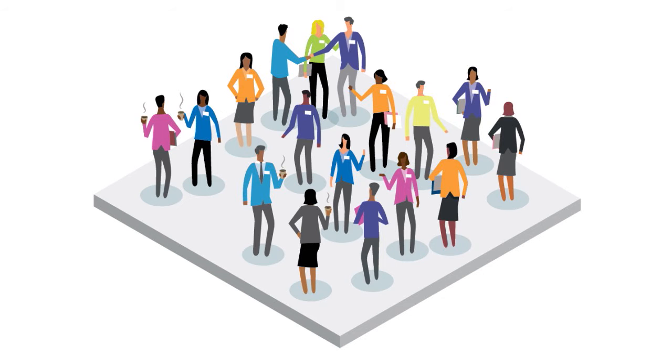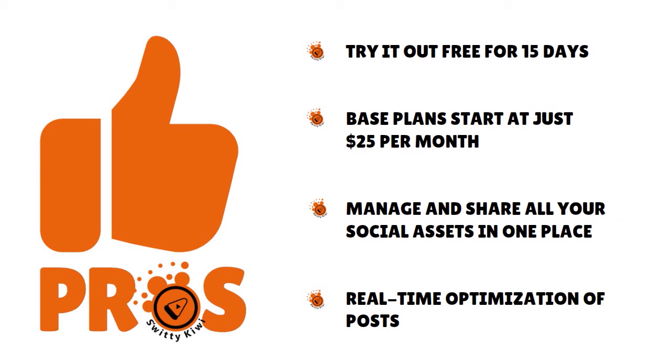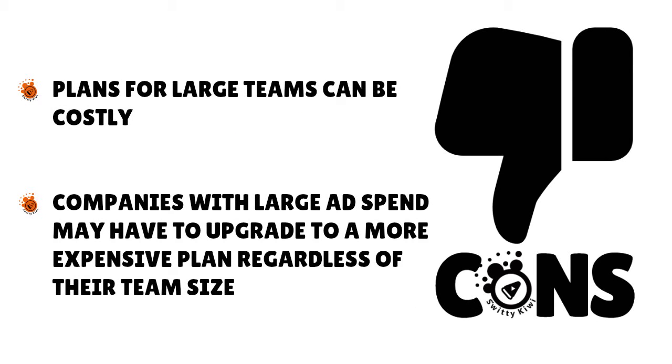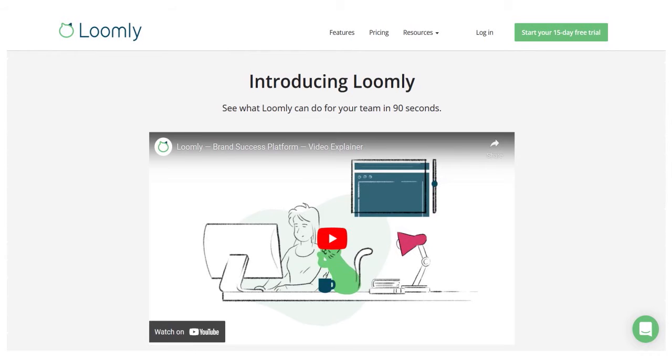So what are the pros and cons here? The pros: you can try it out free for 15 days. Base plans start at just $25 per month. You can manage and share all of your social assets in one place, and you have real-time optimization of posts. So this is really good. And what are the cons here? So plans for large teams can be costly, and companies with large ad spend may have to upgrade to a more expensive plan regardless of their team size. So when you think about Loomly, you got to think about money. That's what it is. I mean, the software is good, but it costs money.